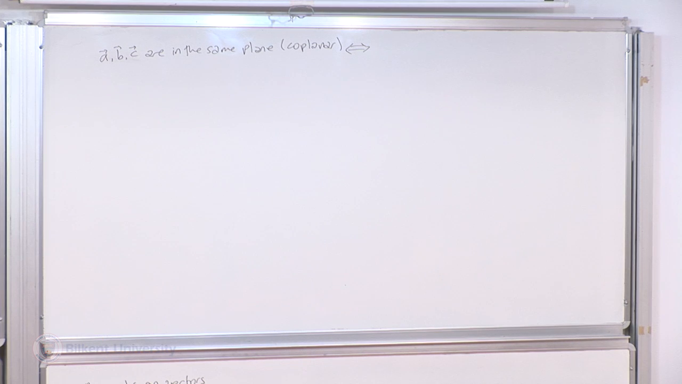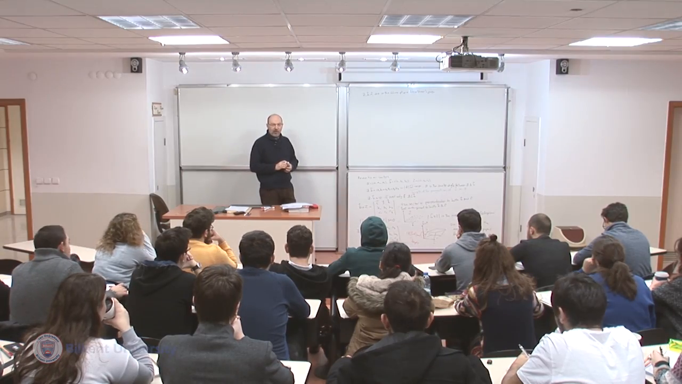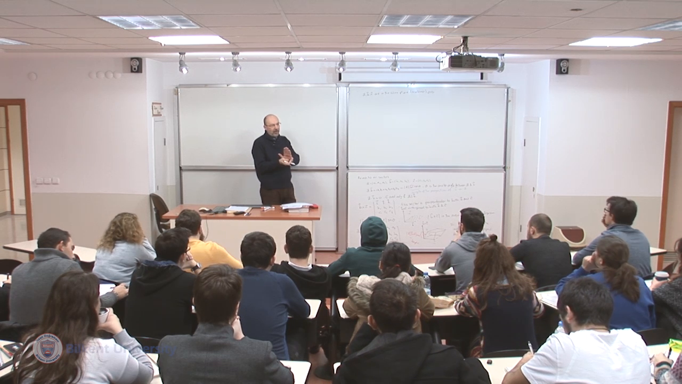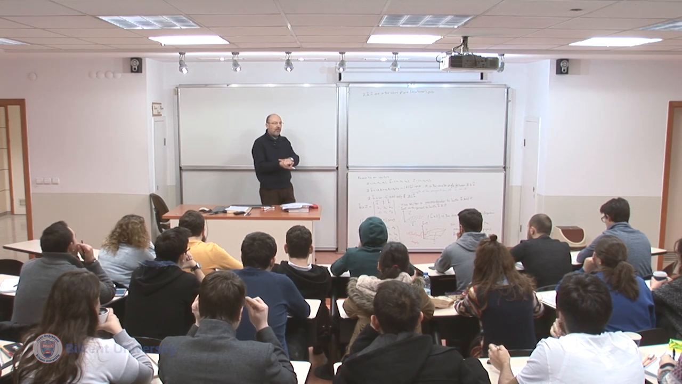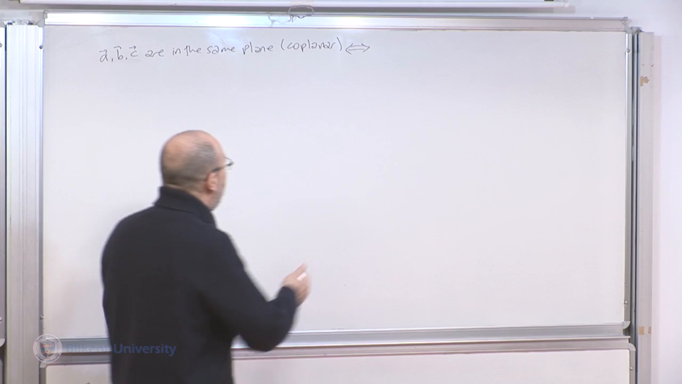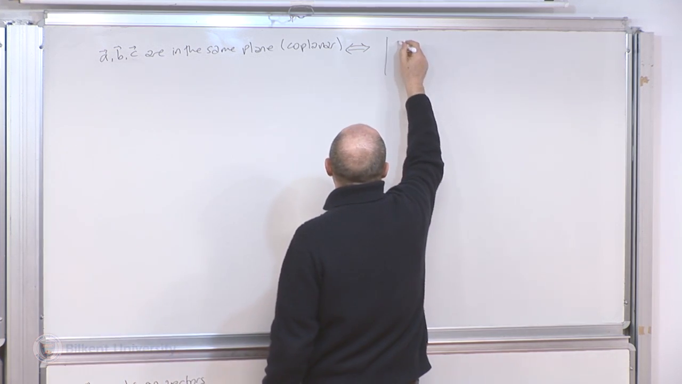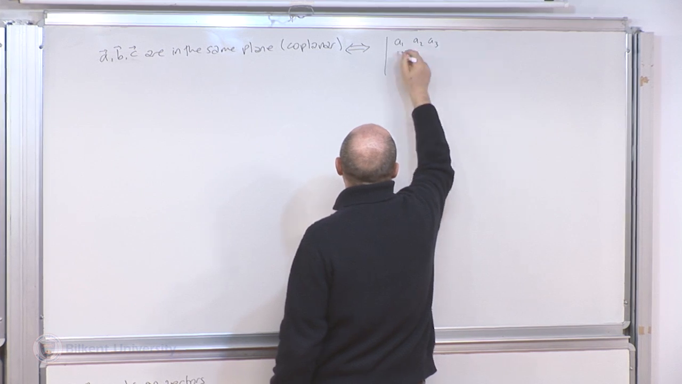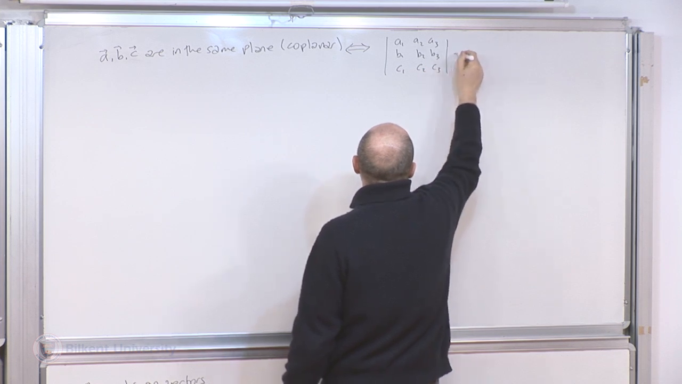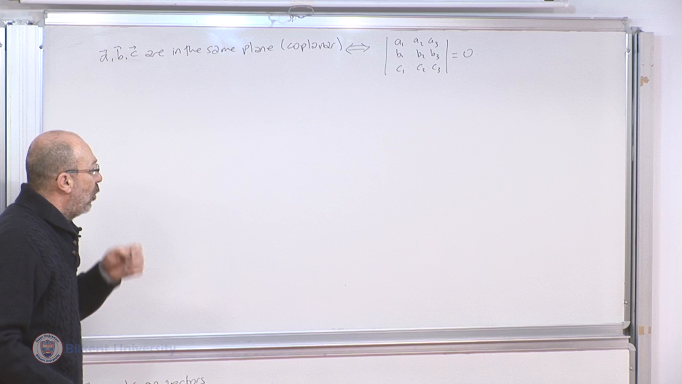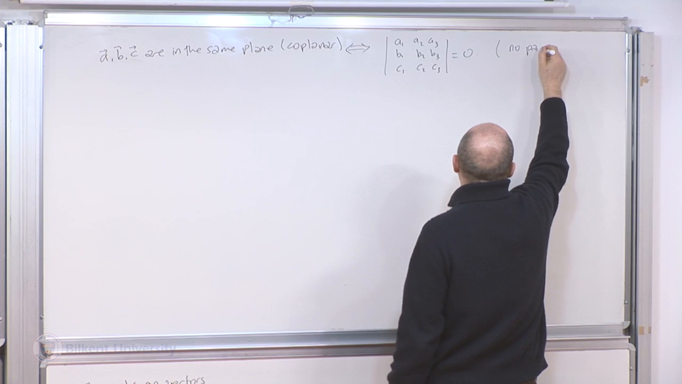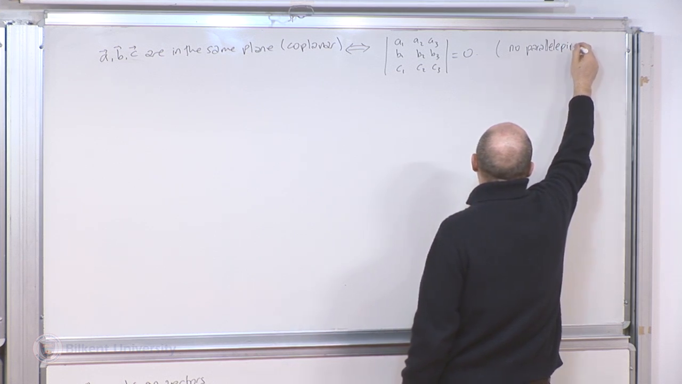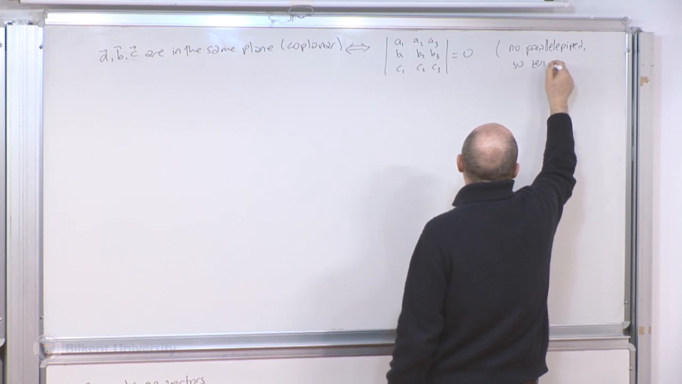Using this notation, the parallelepiped they form has zero volume. If A goes up away from this plane, then there will be a volume. If it is in the same plane, there is no volume. So this says that the determinant with rows A1, A2, A3, B1, B2, B3, C1, C2, C3 is equal to 0. No volume of the parallelepiped, so zero volume.